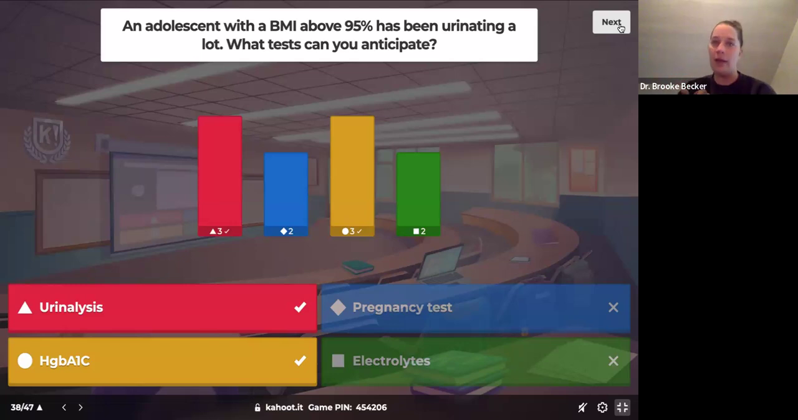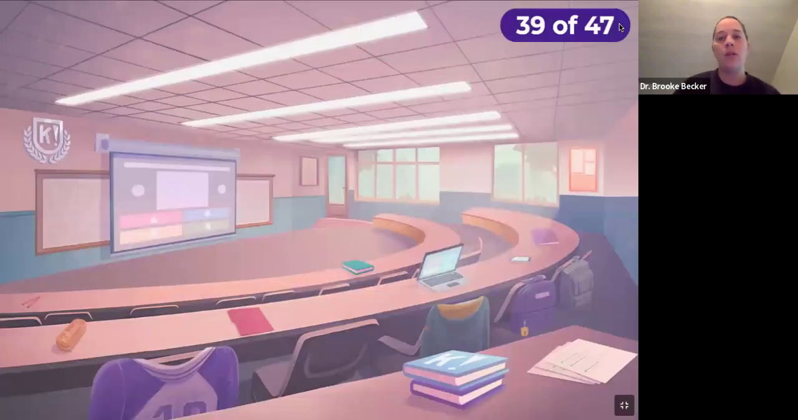And then your UA is good because if they're urinating a lot and you're concerned that they have diabetes, they might have ketones in their urine, or they might have high sugar in their urine. Okay. You also want to make sure that they don't have an infection that's causing them to urinate frequently. Good.